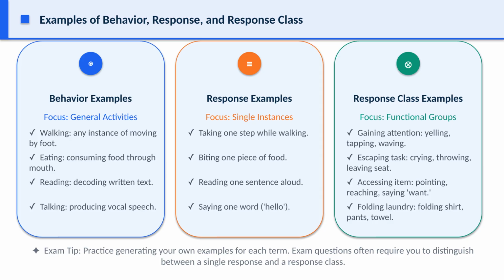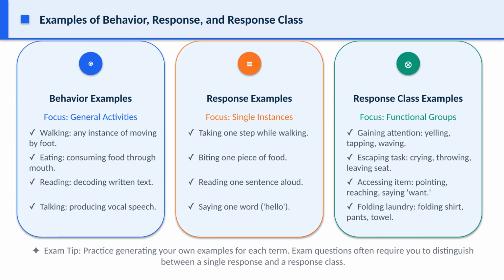Let's clarify the distinction between behavior, response, and response class, because the BCBA exam will test your ability to identify each. Behavior is a broad category of actions sharing a common function or topography. Walking, eating, reading, talking, and writing are all examples of behavior because they describe general classes of movement. A response, however, is a single instance of that behavior, taking one step, biting one piece of food, or reading one sentence aloud. Think of it as one specific occurrence you can count.